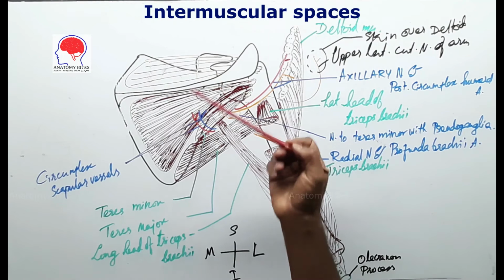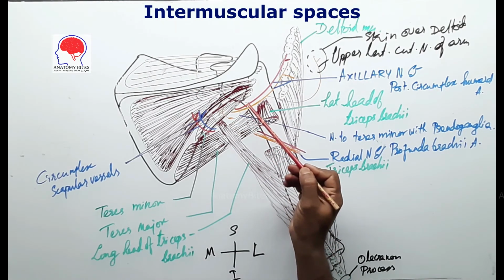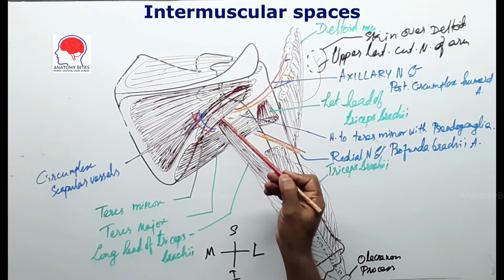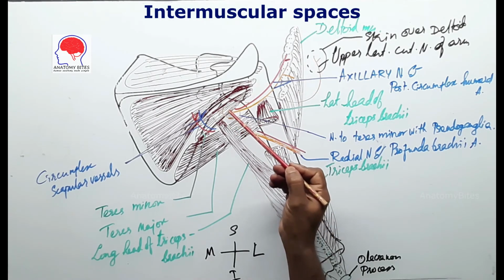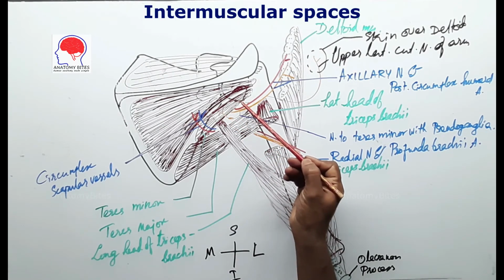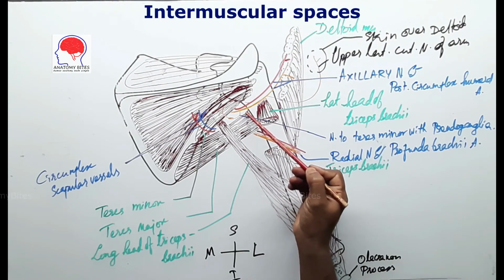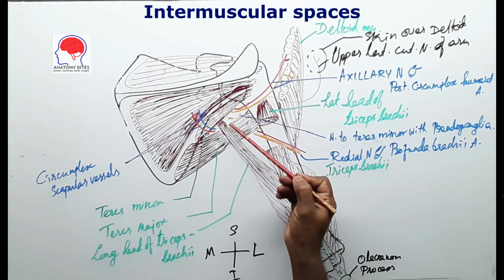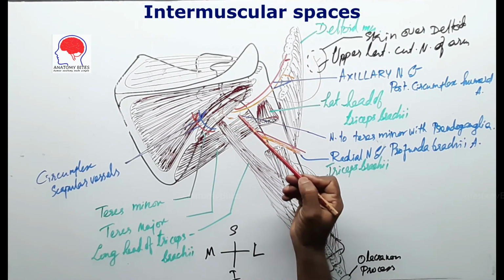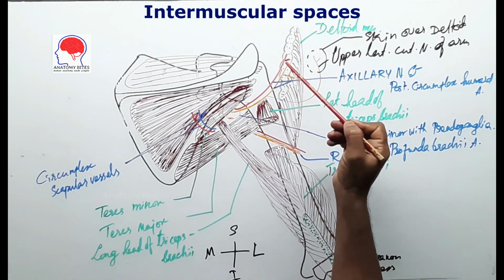Here is the supraspinatus muscle. Quadrangular space, bounded laterally by the surgical neck of the humerus, medially by the long head of the triceps, superiorly by the inferior border of the teres minor, inferiorly by the superior border of the teres major. The contents of this quadrangular space are the axillary nerve and accompanying posterior circumflex humeral artery.